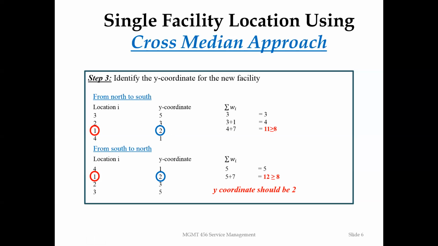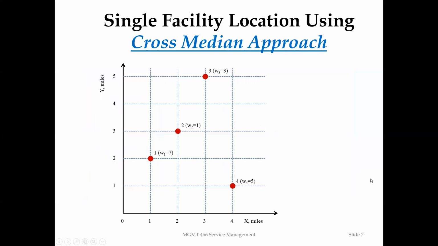So what does that mean? We go to the next map, and we try to identify the location for the new facility. First of all, we know for the new facility, the x coordinate, the horizontal dimension, should be between 2 and 3. That means anywhere between 2 and 3, somewhere from here to here. It can be anywhere here, between 2 and 3, but not above 3, not below 2. This is the x dimension. What is the y dimension?